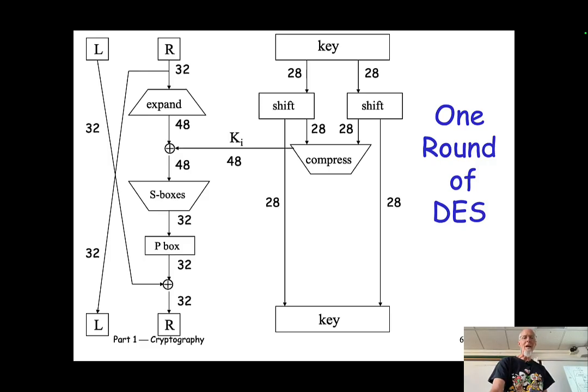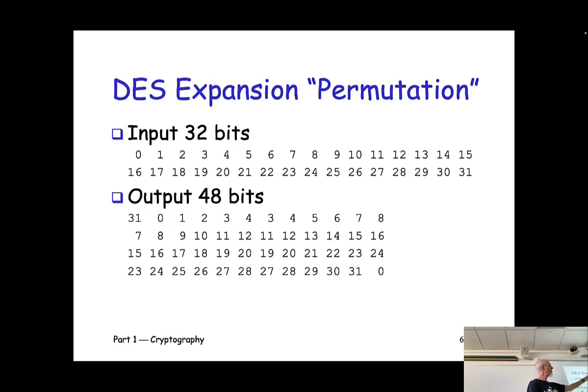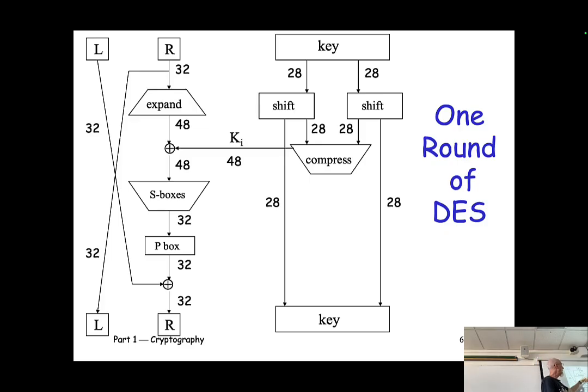So what's this expand business? Notice 32 bits come in and 48 bits come out. If we number the 32 bits that come in 0 through 31, these are the 48 bits that come out. So all we're doing is repeating some of those bits twice to get up to 48 bits. Nothing fancy. You're just permuting the bits around and putting some of them in there twice. That gives us 48 bits. Once we get those 48 bits, they're XORed with the subkey that came in here.